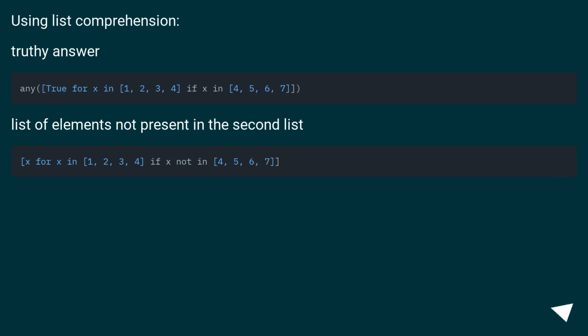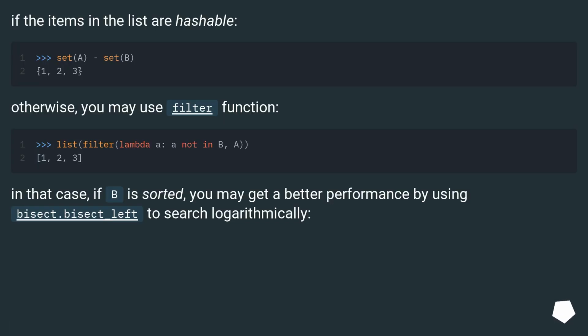Using list comprehension. Truthy answer. List of elements not present in the second list. If the items in the list are hashable. Otherwise, you may use filter function.